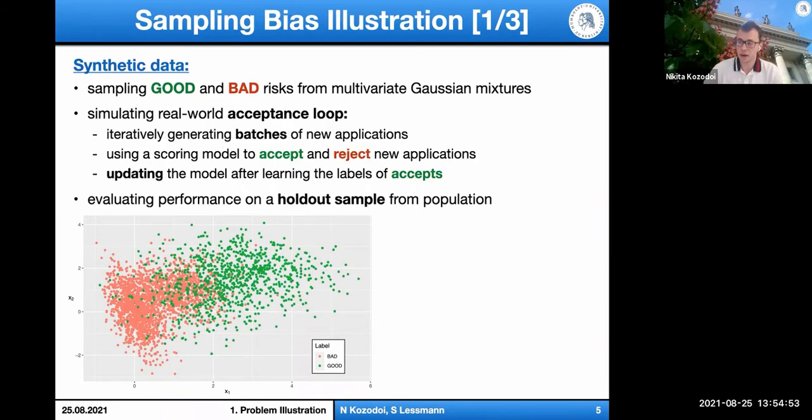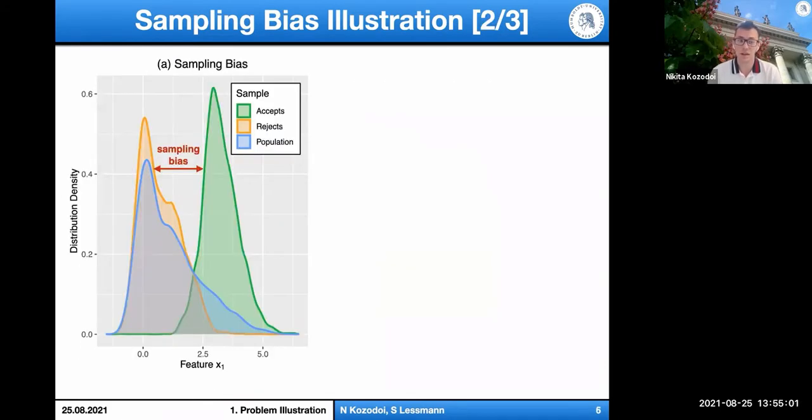So if we run this iterative process for a certain number of iterations, what we start seeing is that there is a sampling bias, and the data distribution starts to diverge between what you see on the accepted applicants, which is a green area here, and the rejected applicants, which is an orange area here.